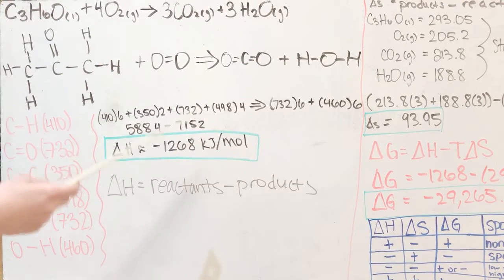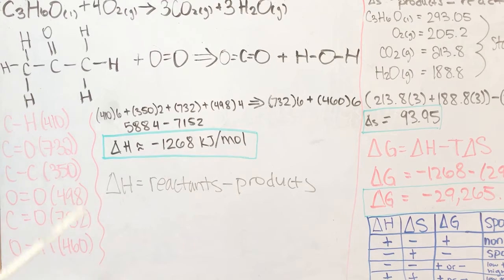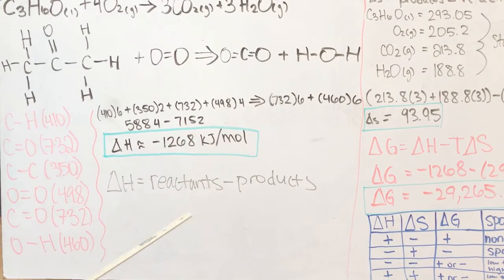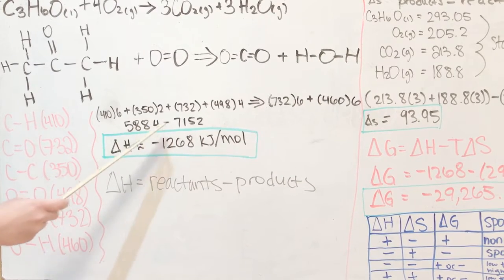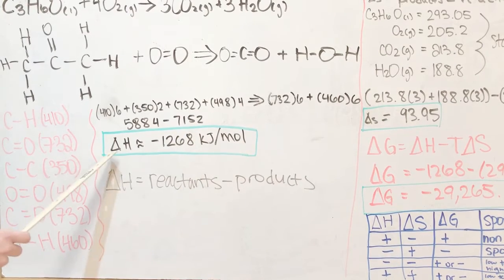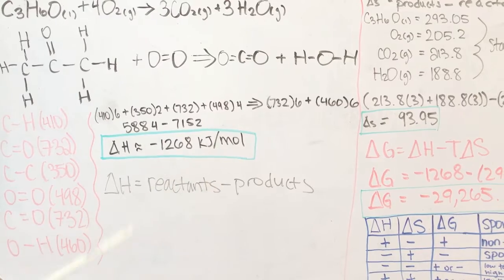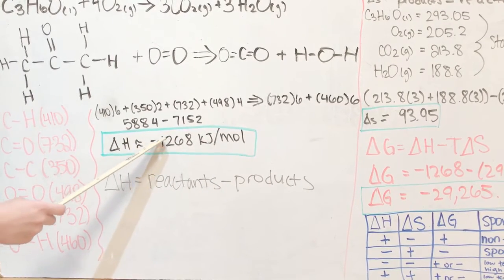And we would do the same thing on the product side. After you find the energies for both sides, you use the equation of delta H, which is reactants minus products. So you would do 5,884 minus 7,152. Then the delta H would be negative 1,268 kilojoules per mole. And this would mean that the reaction is releasing heat because there's a negative sign over here.